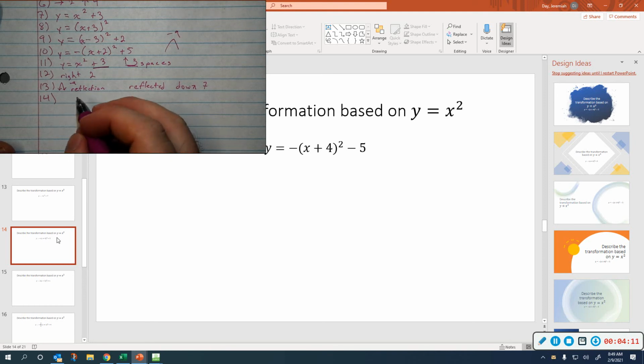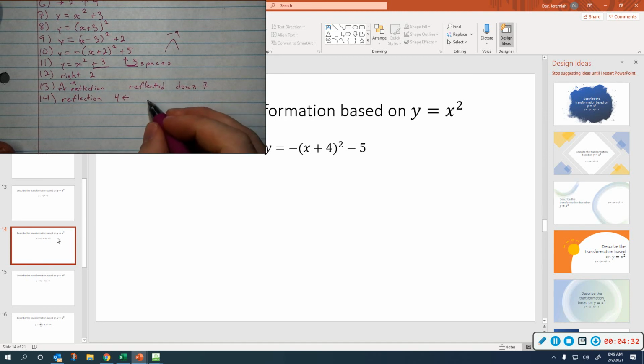Okay, so in parentheses we know it moves left or right and it starts with a negative. So this is starting with a reflection, right? And that takes care of the negative. It moves plus 4, so that's going to be 4 to the left. And then it also moves minus 5, so that's going to be 5 spaces down. So there's 3 things that happen. It was a reflection, moved 4 spaces to the left, and it moved down.